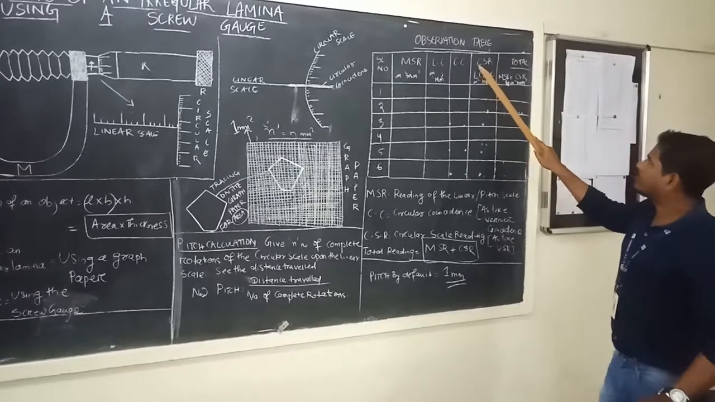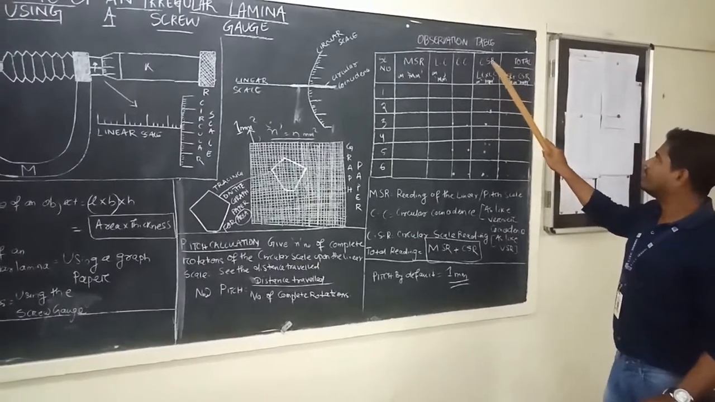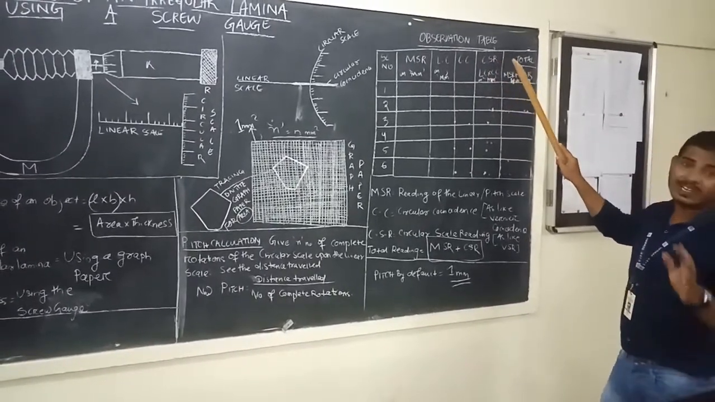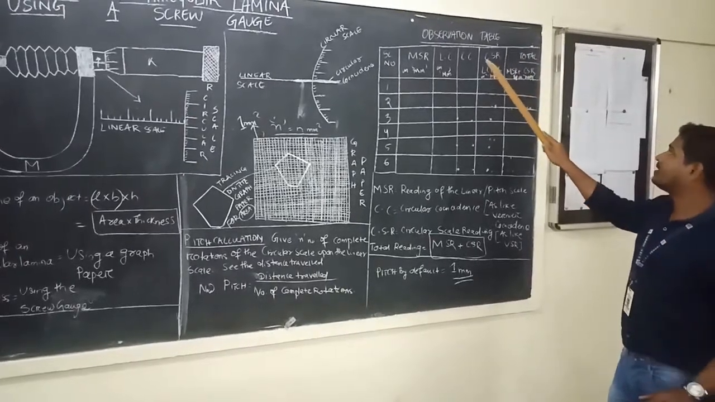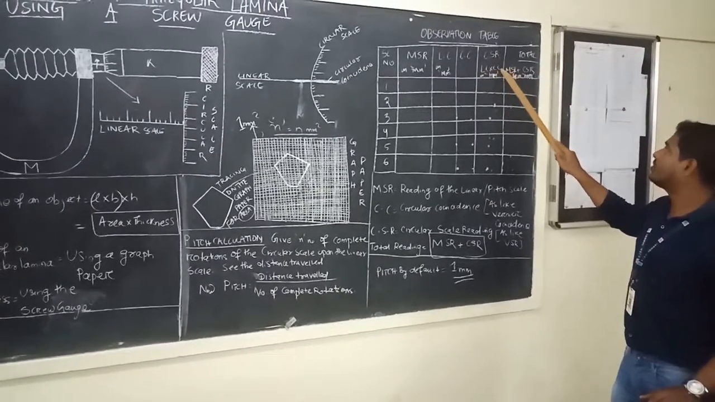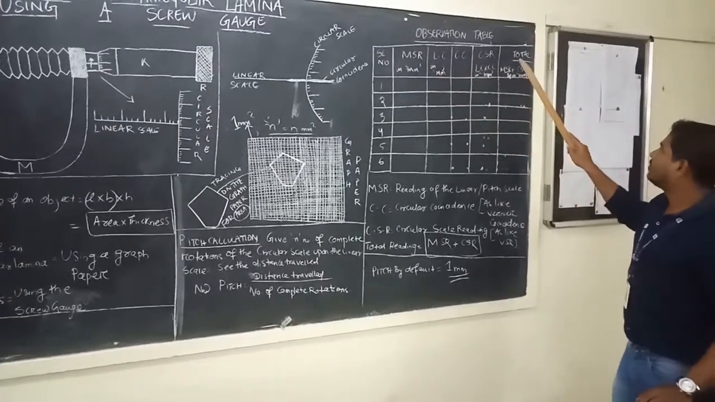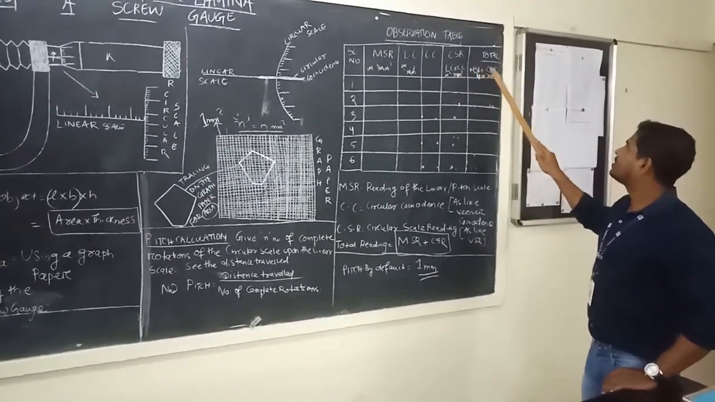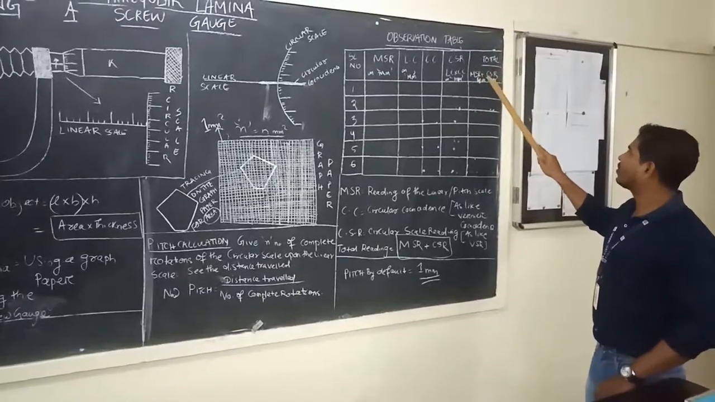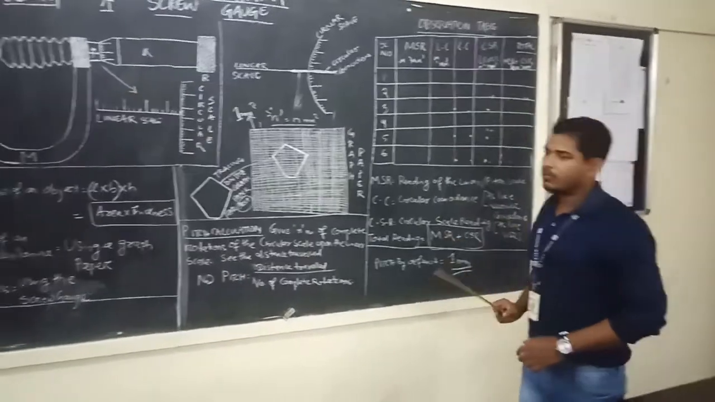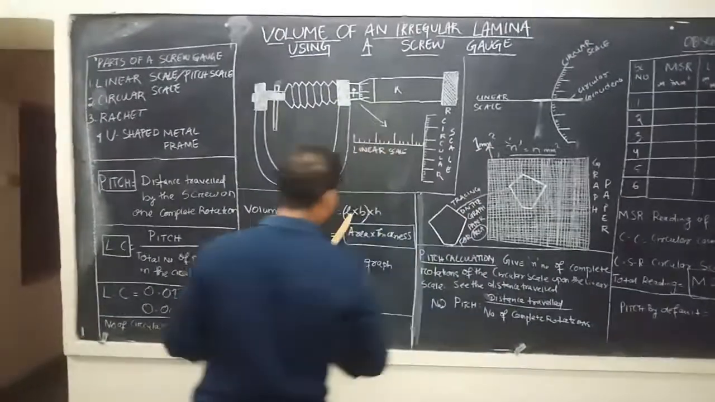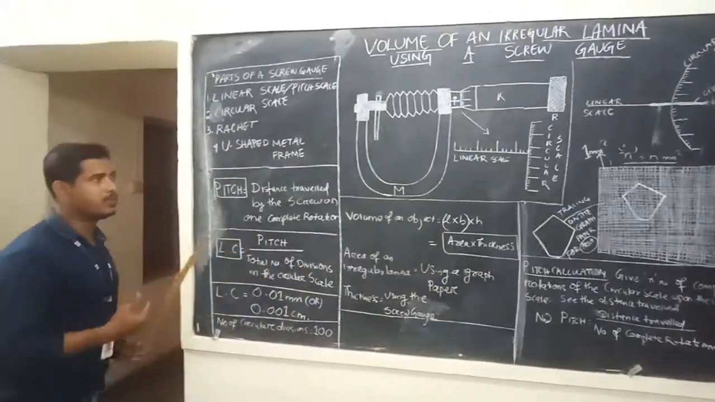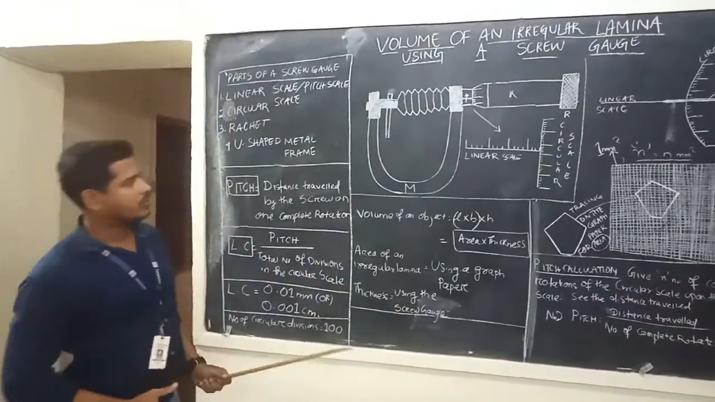Now the next column is the circular scale reading. Circular scale reading is also exactly like the Vernier scale reading. The formula is least count into circular coincidence. Now the final reading of this instrument will be MSR plus CSR, main scale reading plus circular scale reading. Now we will discuss in detail how we will take the observations from the screw gauge.